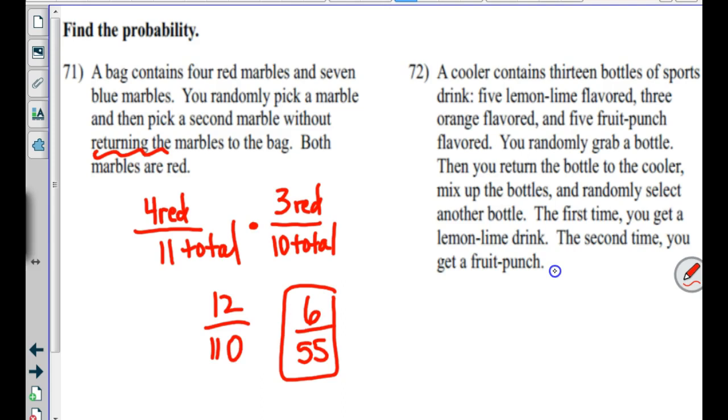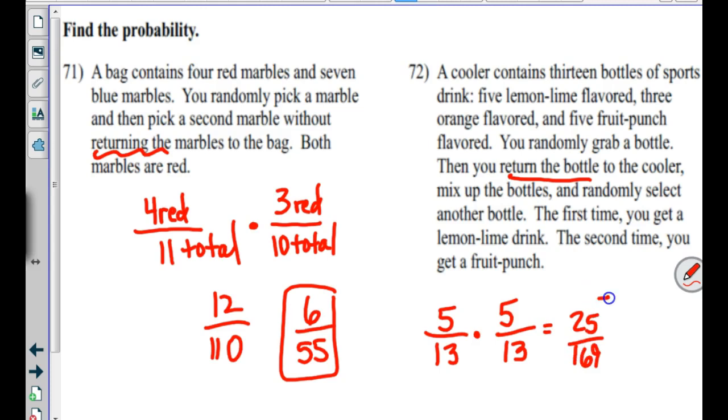Okay, number 72. Cooler contains 13. 5 are lime, 3 are orange, 5 are fruit punch. You're going to pick a bottle, return it, mix them up, select another. First time you get a lime, the second time you get a fruit punch. Okay, so how many are there altogether? 13, right? The first time you want lime, so there was 5. But then it says you return the bottle to the cooler, so there's still 13. What's the chance that on the second time you get a fruit punch? Well, there's also 5 fruit punch, right? So 25 out of 169. Questions? Didn't go down because it said you put it back.